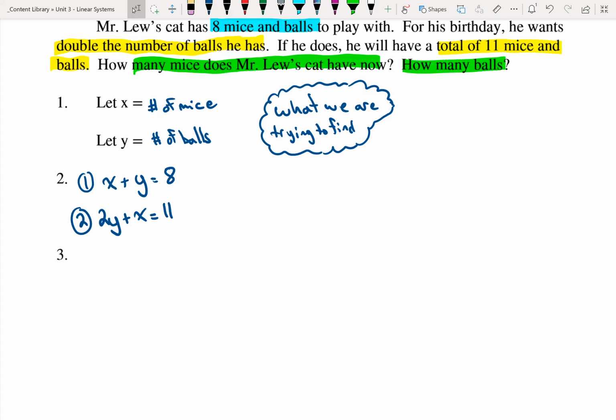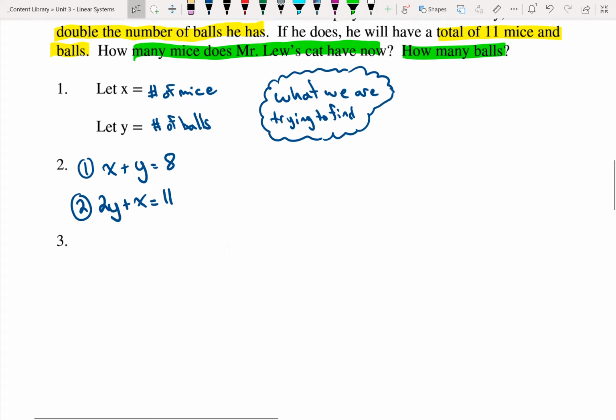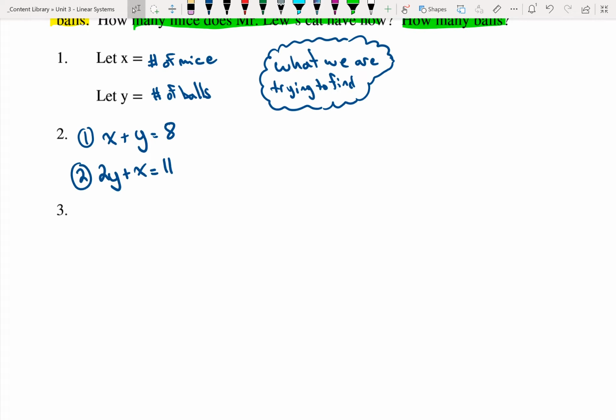So I'm going to solve by elimination. I'm going to take my two equations and place them on top of each other. x plus y equals 8. And then I'm going to rearrange the second one slightly: x plus 2y equals 11. So I'm just going to put them into order. It's still equation 1, still equation 2.